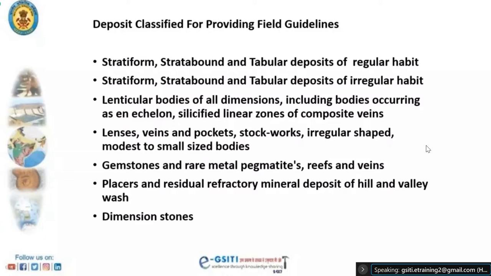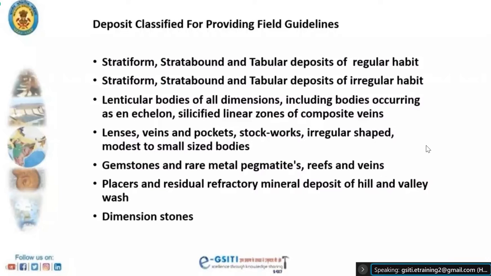It could be occurring as en echelon, it could be silicified linear zones or composite veins. So these are mostly what we are looking for in case of your gold deposits. In that, what kind of exploration we go for, we will be talking about.